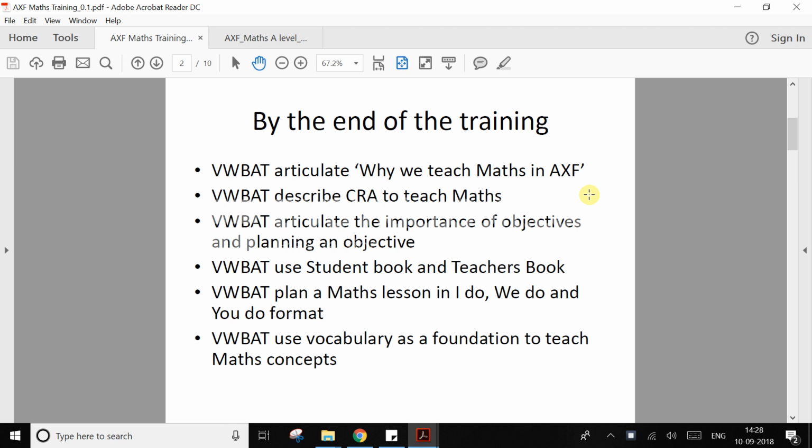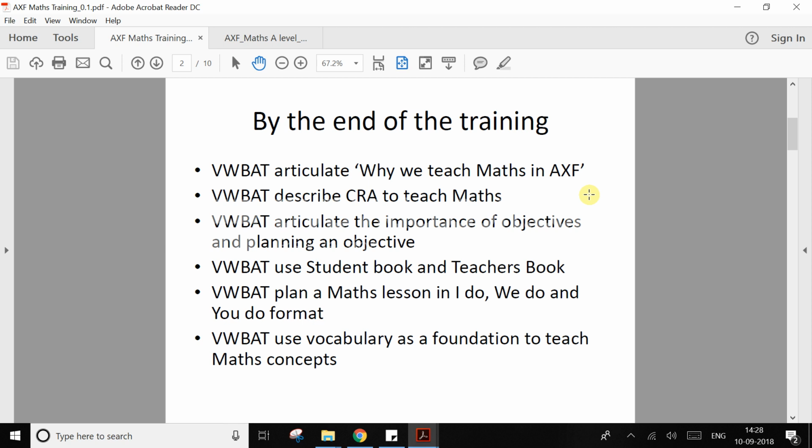Our volunteers will be able to articulate the importance of objectives and planning an objective. The volunteers will be able to use a student book and a teacher book. The volunteer will be able to plan a math lesson in I do, we do, you do format. The volunteer will be able to use vocabulary as a foundation to teach Max concepts.